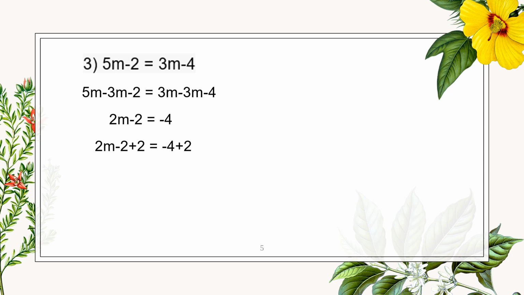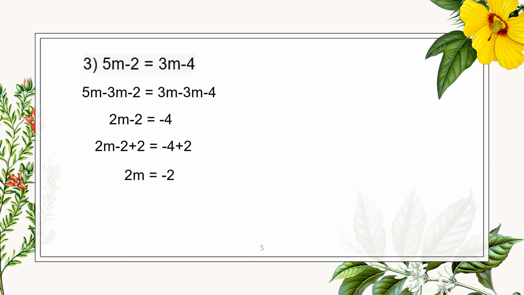That becomes 2m minus 2 plus 2. Since we added 2 on the left side, we will also add 2 on the right side. So 2m minus 2 plus 2, this becomes 0, and so the answer is just 2m. And then, negative 4 plus 2 is negative 2.